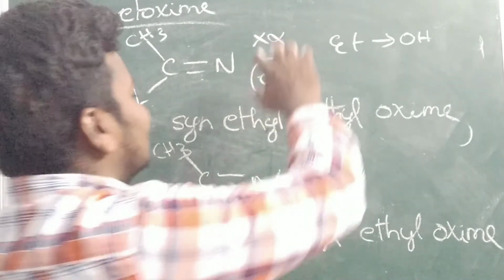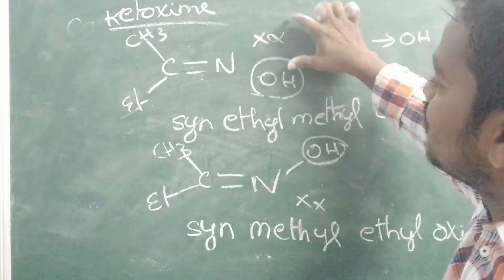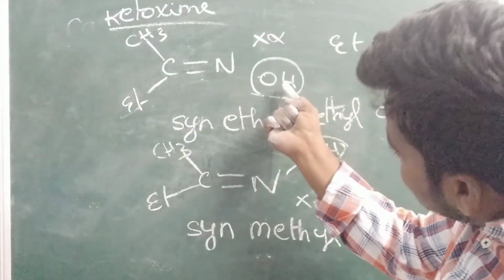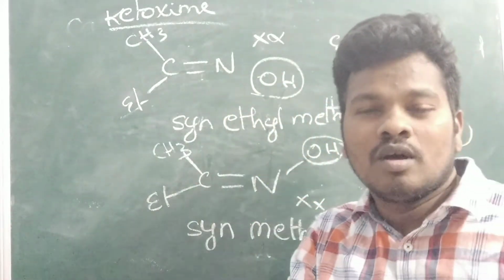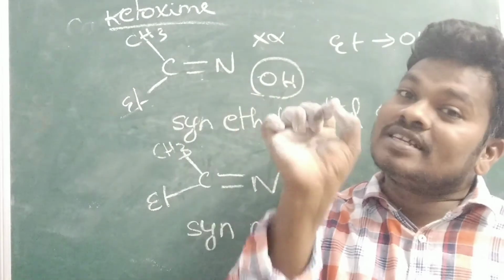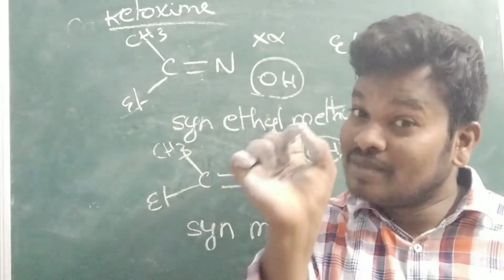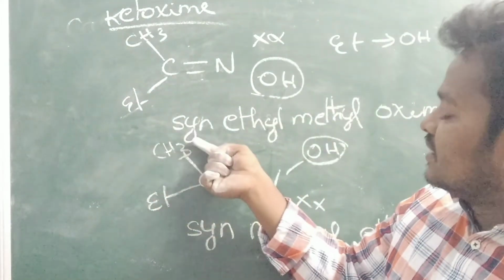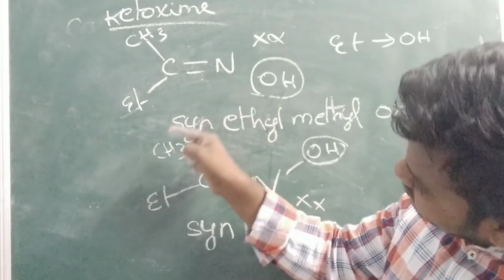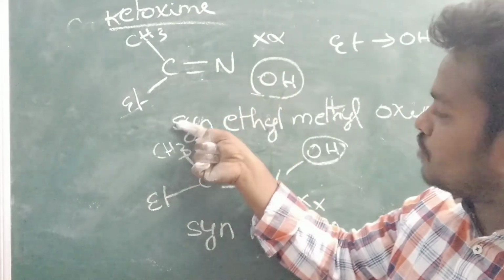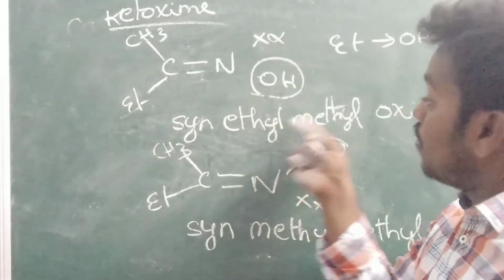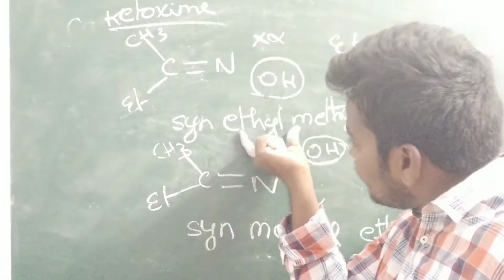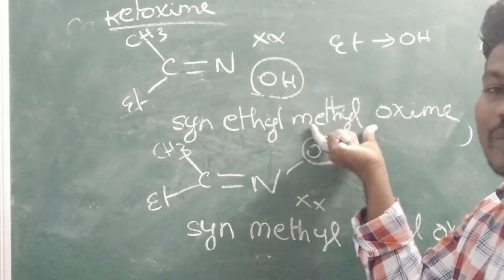See here, I have just taken the isomers. Here with respect to the OH, the ethyl group is presented. OH and ethyl are presented on the same side, so I am replacing it with syn. Syn is nothing but the same side as the OH. OH is on the same side as the ethyl and on the opposite side from the methyl. The same side group you have to write first, and the opposite side group, methyl, next.